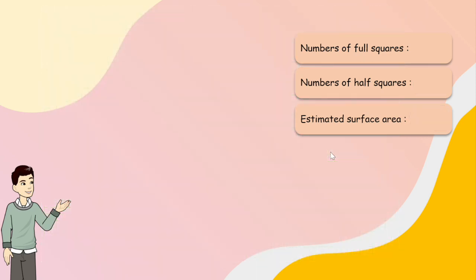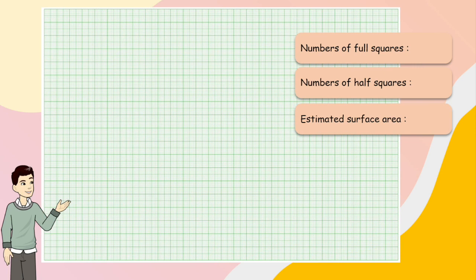Alright, so I hope that helped you understand how to use graph paper to estimate the area of irregular surface. So you can use the graph paper to estimate the area of anything. For example, your palm. Just trace the outline, tick the full squares, the half squares, and next you count all of them.